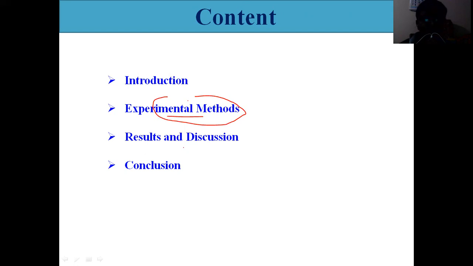The third one is the results and discussion. This will give us more accurate information about the objective of this experiment and the objective of this work. Then we will discuss the details in this section. Finally we will conclude this work in the conclusion.